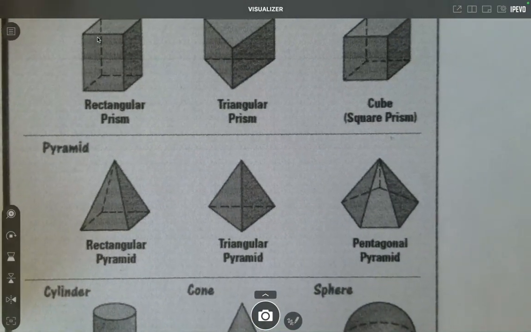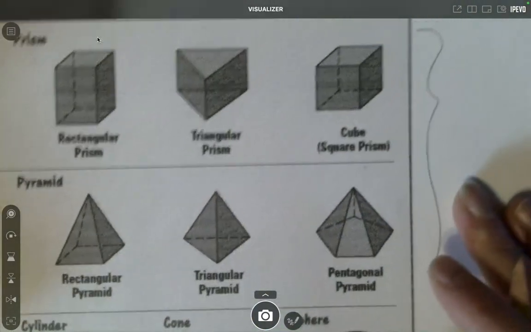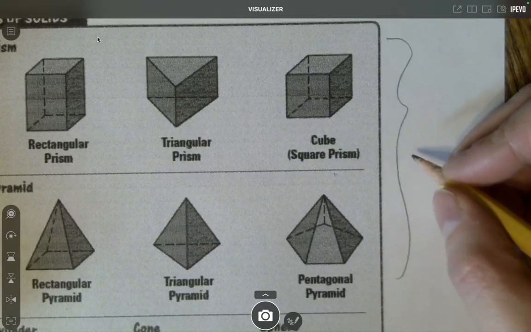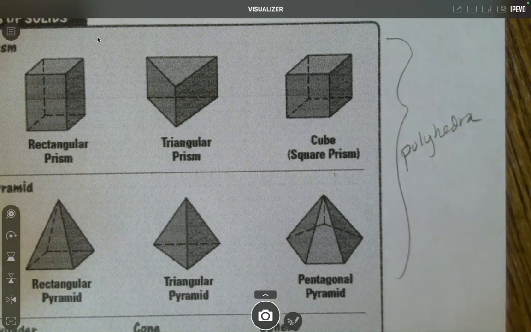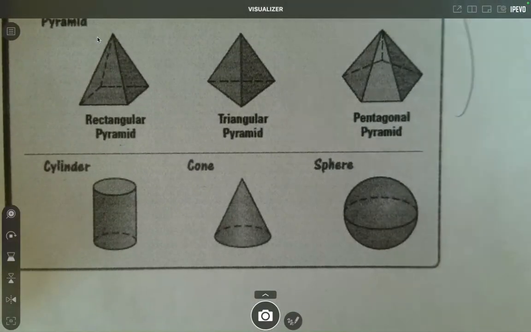So we should just probably make a note here that they're all solids because they're all 3D figures, but these are polyhedra here. And that row at the bottom is not polyhedra.